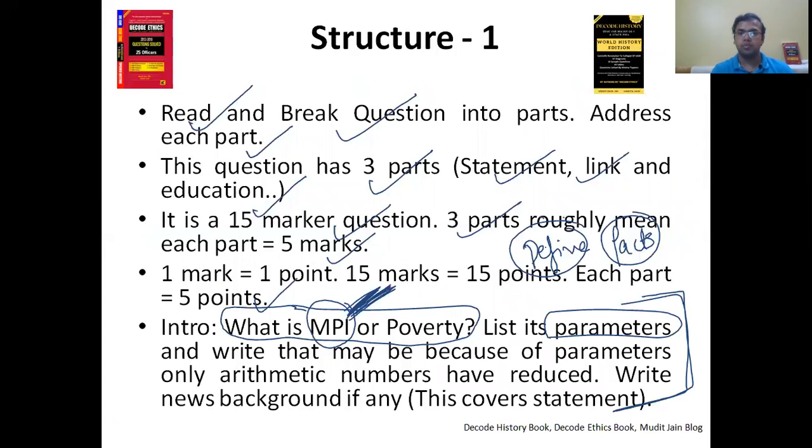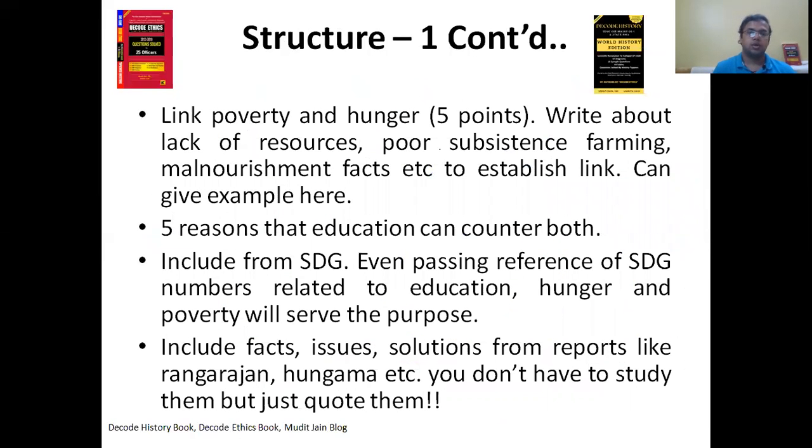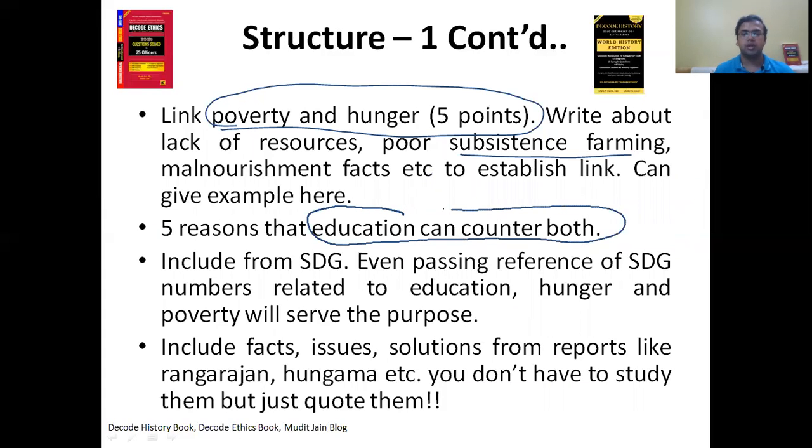You can quote names of reports like the Hangama report or Rangarajan report. Even if you have read the economy Sriram notes twice, you would know these terms. The second part is the link between poverty and hunger. You have to write 5 points on it. Remember to write keywords like subsistence, farming, etc. Then you have to write 5 points on this part, and both these parts must have references to SDGs.